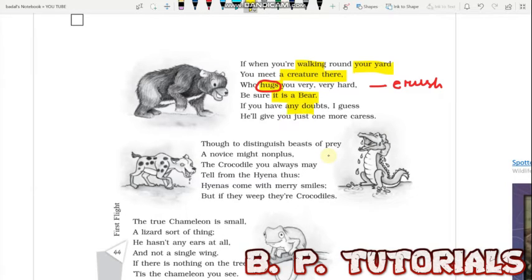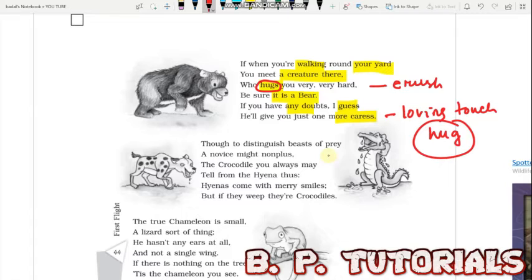If you have any doubts, I guess he'll give you just one more caress. Caress means here, loving touch. And what is the loving touch here? Loving touch is nothing but, again, a hug. He'll hug you once more if you have any doubt that this is a bear. So how to identify a bear? If it hugs you, and hugs you very hard.